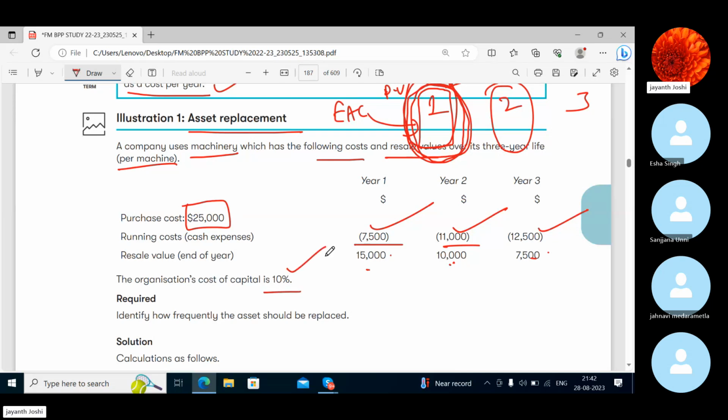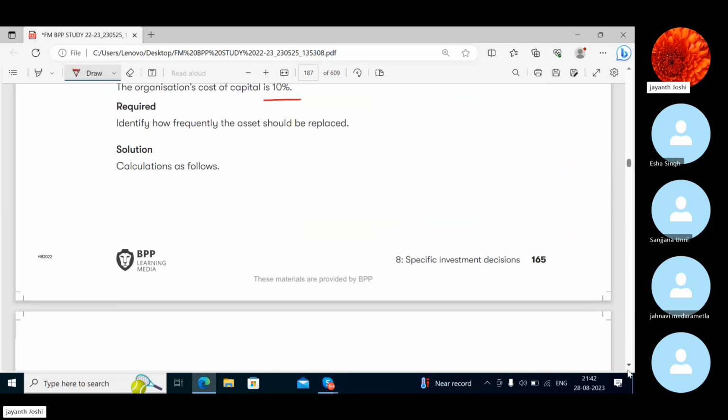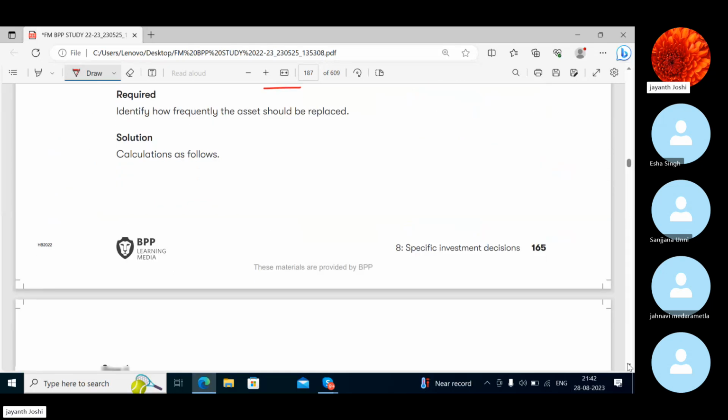This 10% is the cost of capital, which can be used as a discount factor, because you know the formula for EAC is what? NPV by annuity factor, right? So now let's go ahead and find out the NPV.